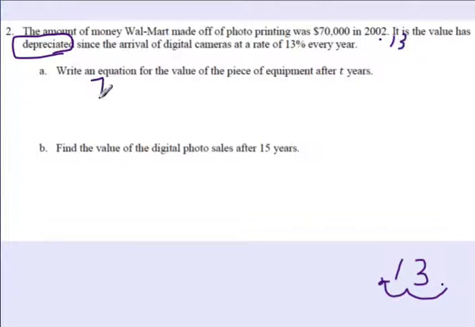So we're going to take our starting value of 70,000, and then we're going to take 1 minus our 0.13. Now don't forget to subtract that from 1. You don't just want to plop 1.13 in there. Then we're going to raise that to the t or to the x.